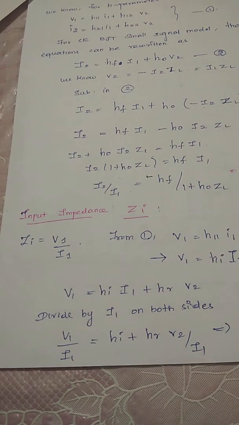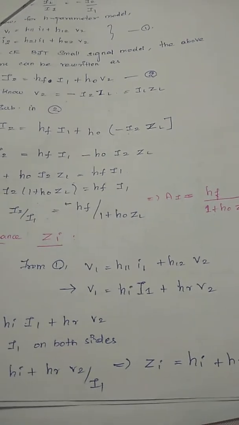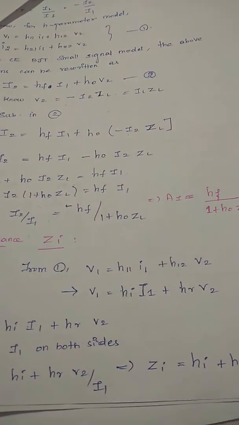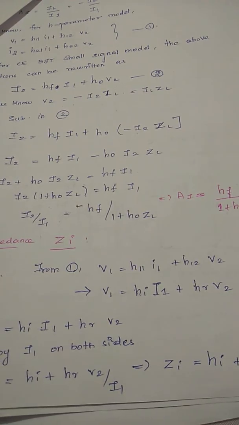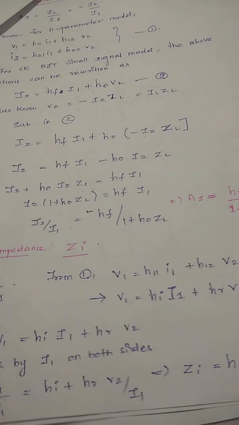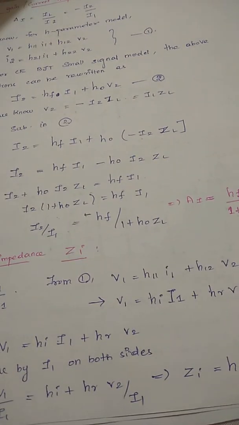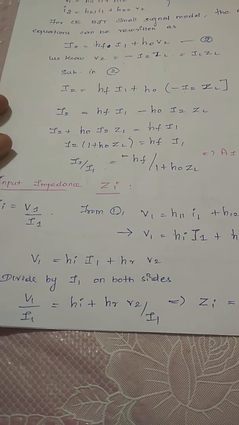So input impedance is V1 by I1, V by I format. Since it is input impedance, input voltage by input current. So again you start with the equation. The same equation is taken into account. Rewrite the equation, replace all numerical parameters with respect to I, R, O, F. Instead of H11 you use HI, instead of H12 you use HR. Now I have V1 is equal to HI I1 plus HR V2.